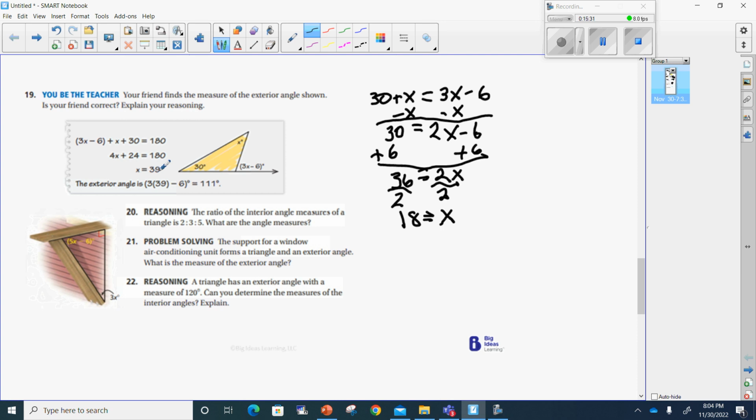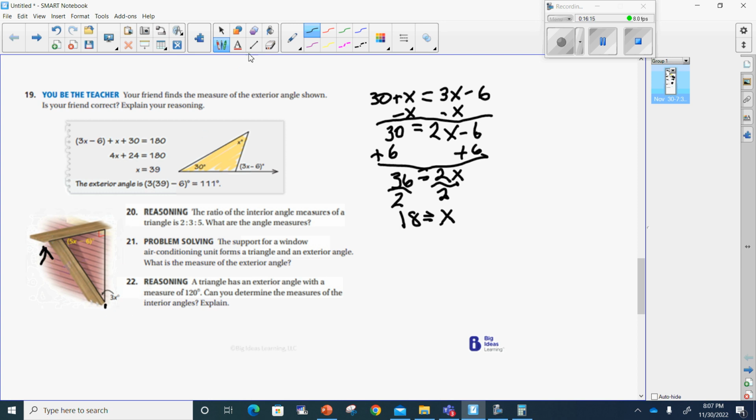Let's go ahead and look at number 21. The support for a window air conditioning unit forms a triangle and an exterior angle. We're talking about this right here. What is the measure of the exterior angle? Well, we're looking for the exterior angle, which I'm thinking has to be here or here. Which one are we talking about here? All right, so I found out that they're talking about this exterior angle out here.